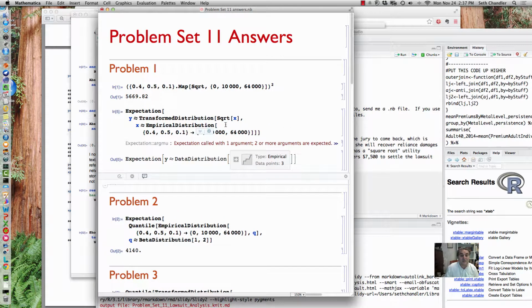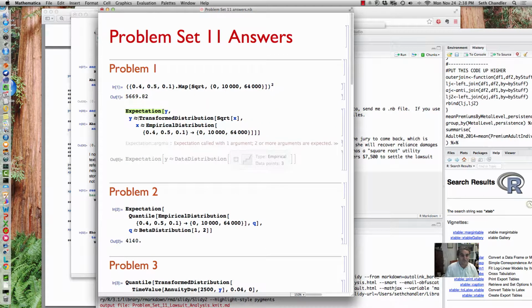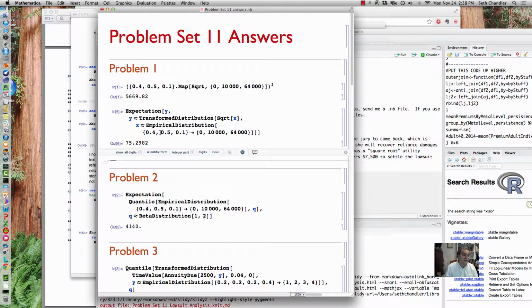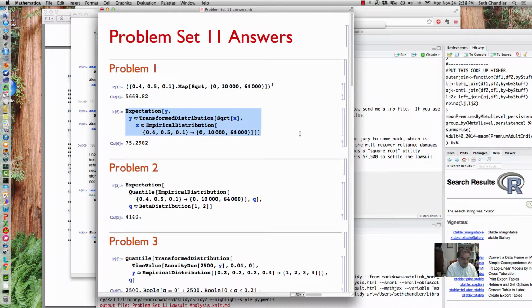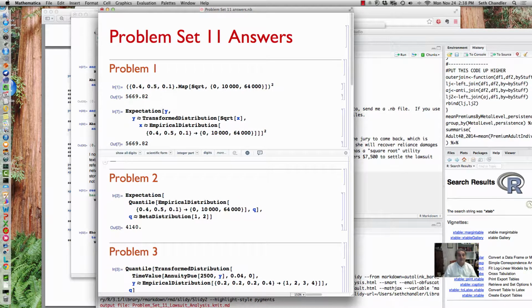I want to take the expectation of y, assuming that y is distributed according to this transformed distribution. When I get that, I get 75.29. That's sort of a meaningless number, but that's our expected utility. And to get back to her certainty equivalent, I am going to do that final operation of squaring it. And so I get it this way. So either way you do it, this is sort of the fancy right way, and this obviously takes a lot less typing.